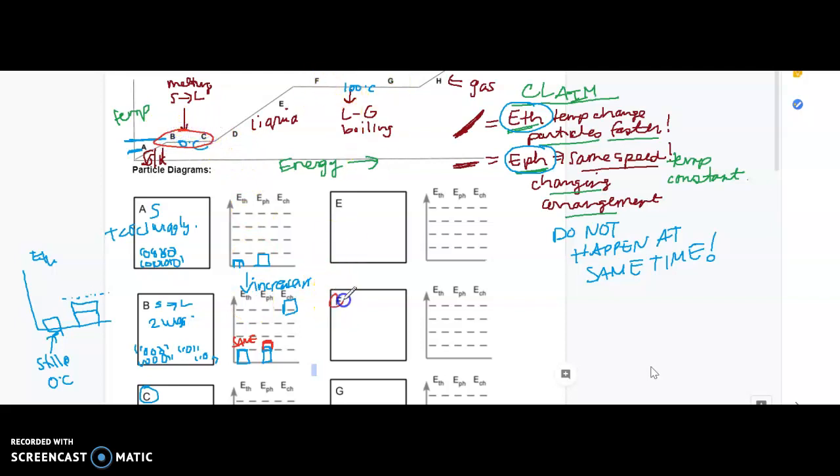Same thing from F to G. When I get to there, that should stay the same. All right, let me pause so I can get, well, let me do this one, I guess.